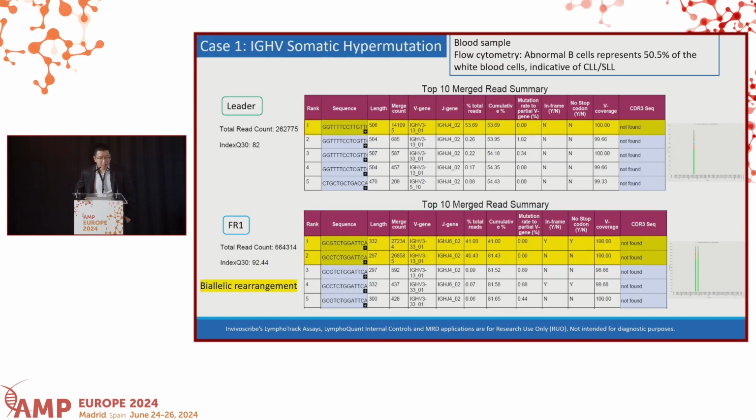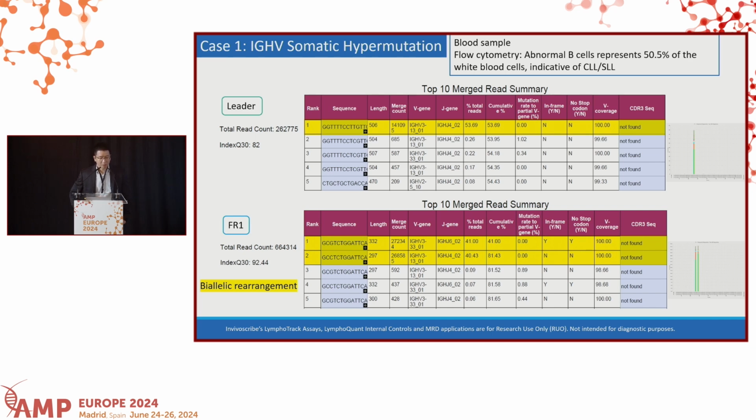The next few slides are cases of characterization that I have encountered. For case 1, a blood sample was received and the flow cytometry shows abnormal B cells representing 50.5% of the total white blood cells, indicative of CLL, SLL. When we tested with LEADER, it detected a single clonal rearrangement sequence. However, the sequence is unproductive.